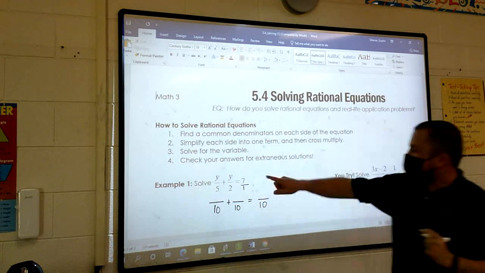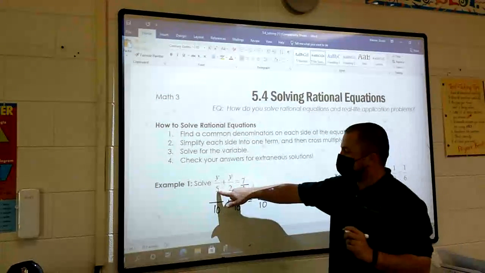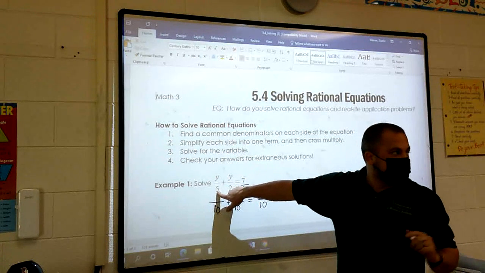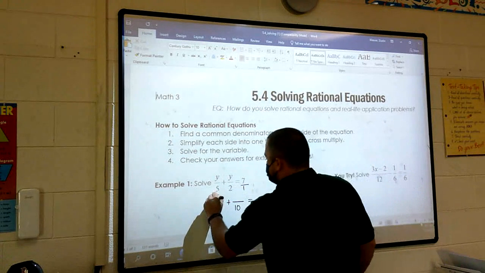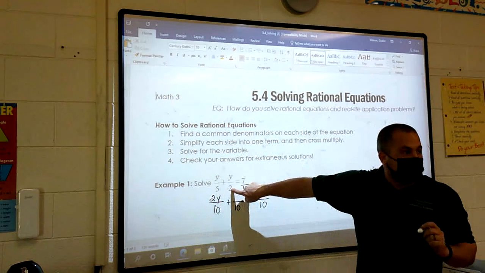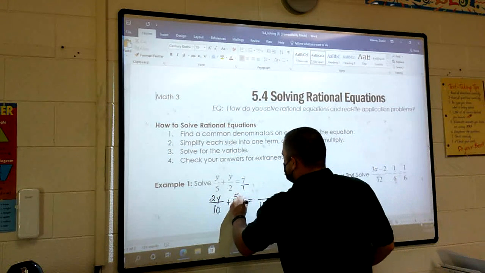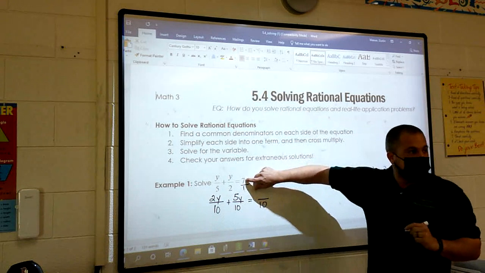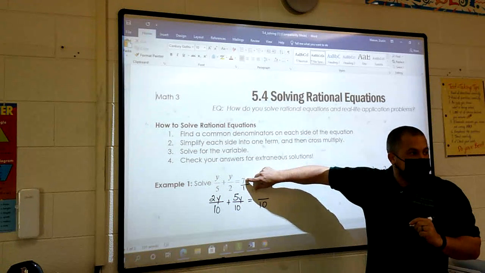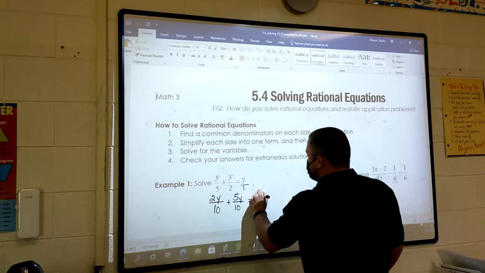Okay, so what do you need to multiply the first fraction by to get to 10? You had it at 5, right? So what does it need to be multiplied by to get to 10? 2, so that instead of y, it'll be 2y. You need to multiply this fraction by 5 to get to 10, so that'll be 5y. You need to multiply this fraction by 10, because it only has a 1 on the bottom, so that will be 70.